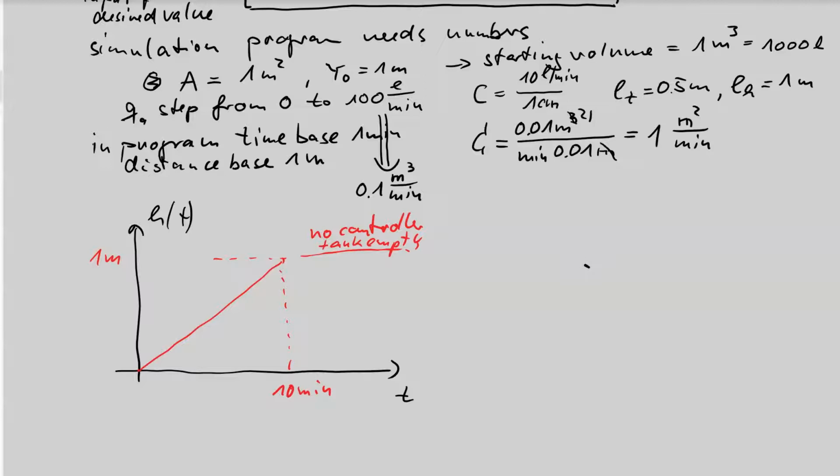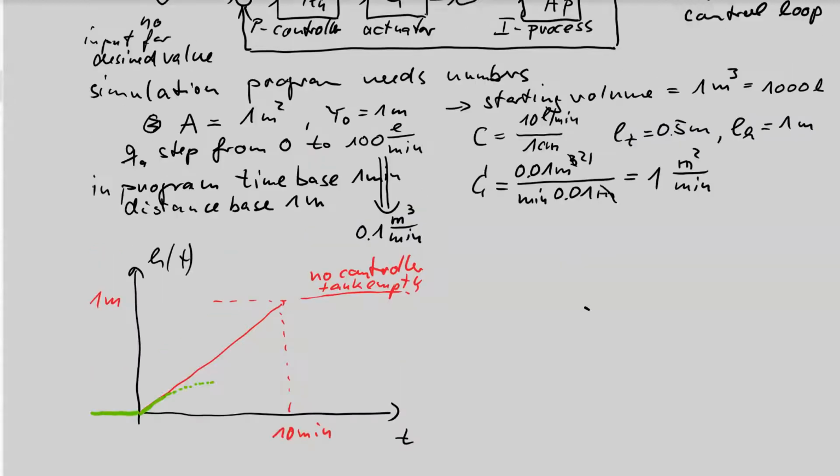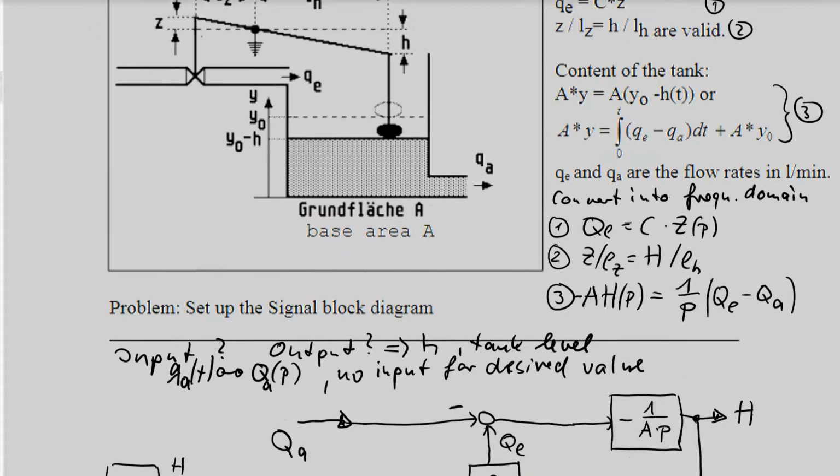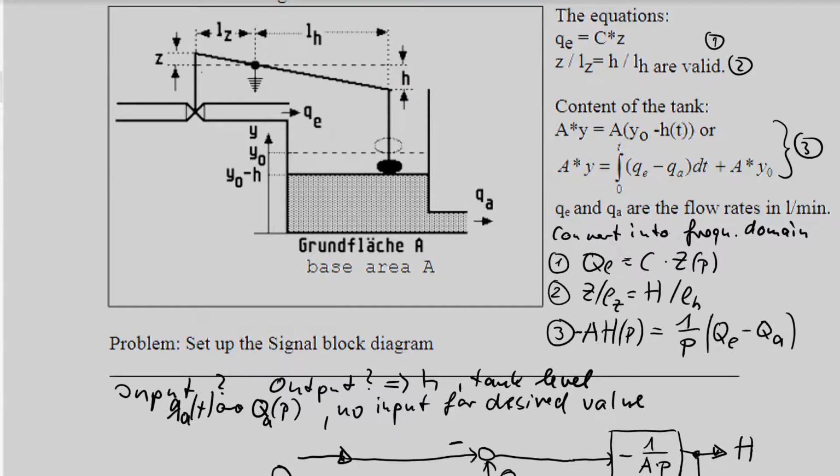Okay, in green, what happens with the controlled output? Of course, in the first moment, I have the same situation. The level goes down. But the more the level goes down, the more the valve opens and it refills the tank. So we expect a curve, which goes this way. And if we look deeper to the mechanical system, we can find out the following.